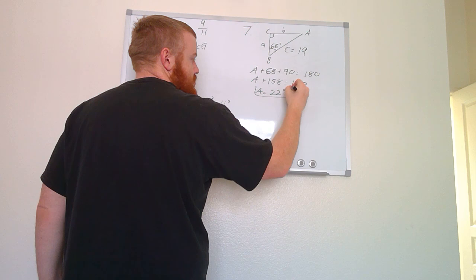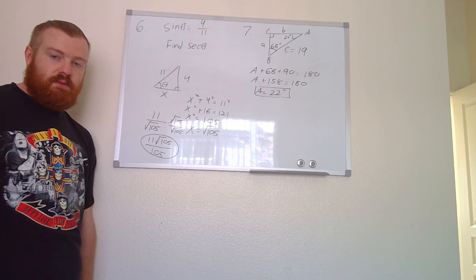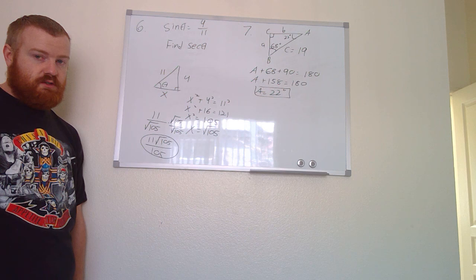So we now have all three angles. Now we need to solve for the missing side lengths. So to solve for the first side length, we're going to have to use a trig ratio here. Now, since we have all the angles, it does not matter which angle you use as your reference point.